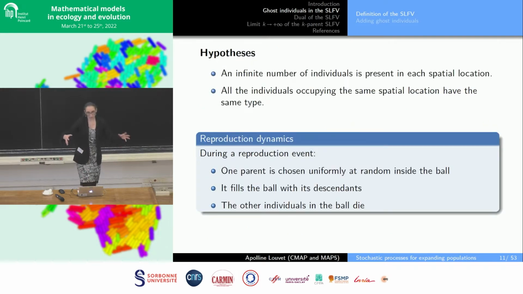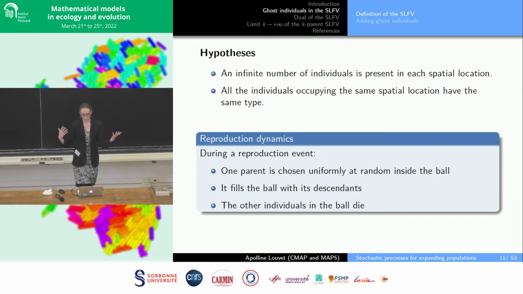So we will also consider that we are looking at the population from very, very far away at first. I mean, in the original model at least, so that we have an infinite number of individuals in each location. In the specific version of the SLFV I have been working with, we also need to consider that all the individuals at the same location have the same type.